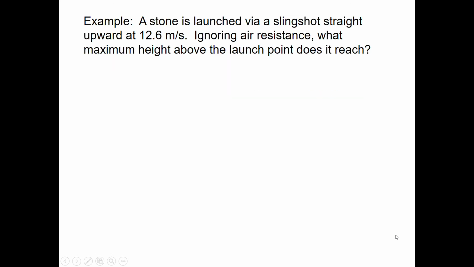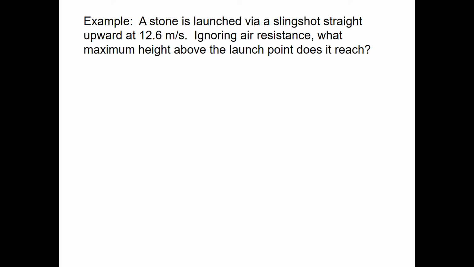Let's start with a simpler example here, solving a problem using the kinematics equation. This is a case where if something's in free fall, then the acceleration is constant. And if the acceleration is constant, I can use those kinematics equations. So here, a stone is launched via a slingshot straight upward at 12.6 meters per second. If we ignore air resistance, or if it's negligible, what maximum height above the launch point does it reach?